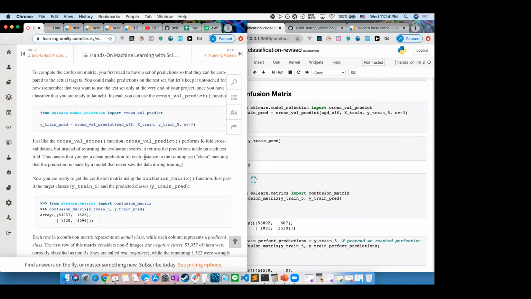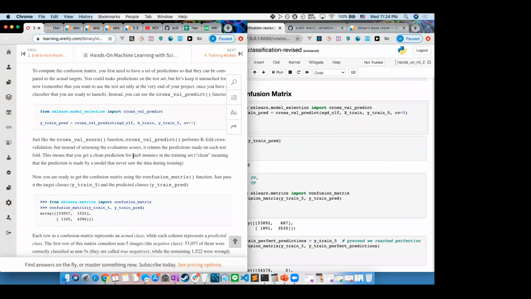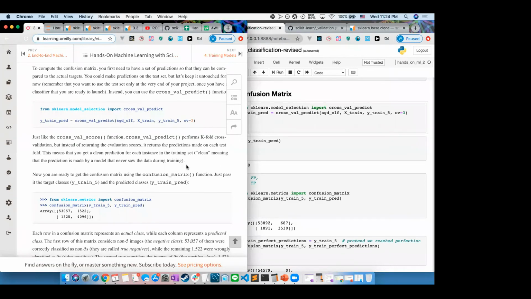So let me go back here. Just like the cross_val_score function, cross_val_predict performs k-fold cross-validation, but instead of returning the evaluation scores, it returns the predictions made on each test fold. This means that you get a clean prediction for each instance in the training set. Clean meaning that the prediction is made by a model that never saw the data during training.